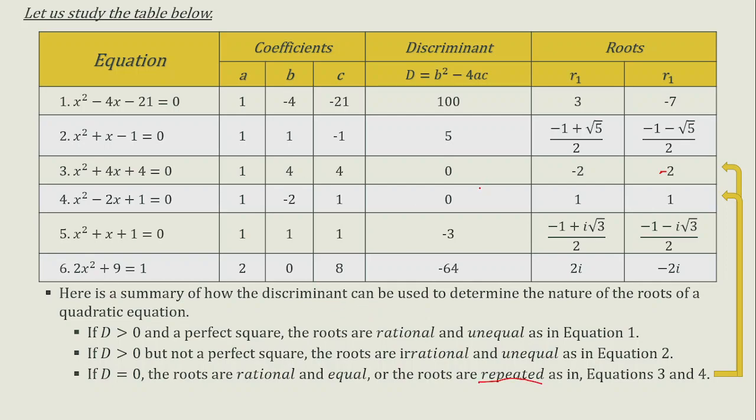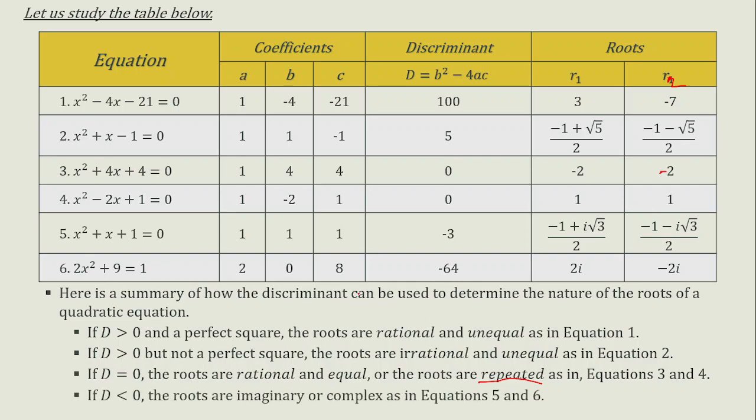Same lang yung number. And for equation 4, we have here the discriminant is 0. The root number 1 is 1. And the root number 2 is 1. So they are both rational and equal.